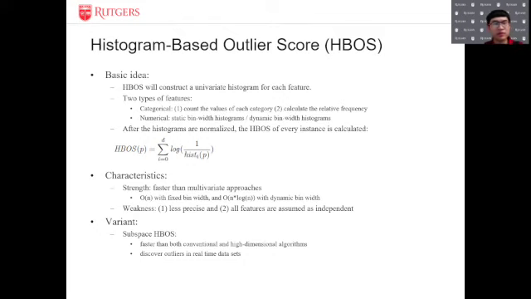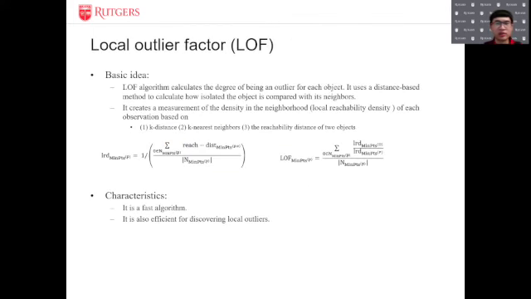An interesting variant of HBOS is subspace HBOS. This variant is faster than both conventional and high-dimensional algorithms, and we can use this algorithm to discover outliers in a real-time dataset. The next algorithm we will choose is local outlier factor, LOF.